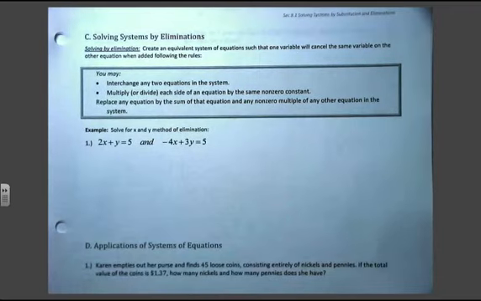But the trick is what you're going for is elimination. You're trying to get two different equations, but one of the variables is going to have the exact same coefficient in front of the variable, but the signs will be opposite because you want to add equations to be able to eliminate a variable. Let me show you.